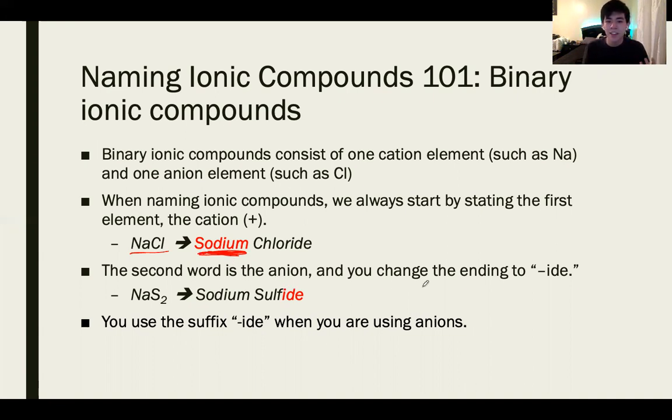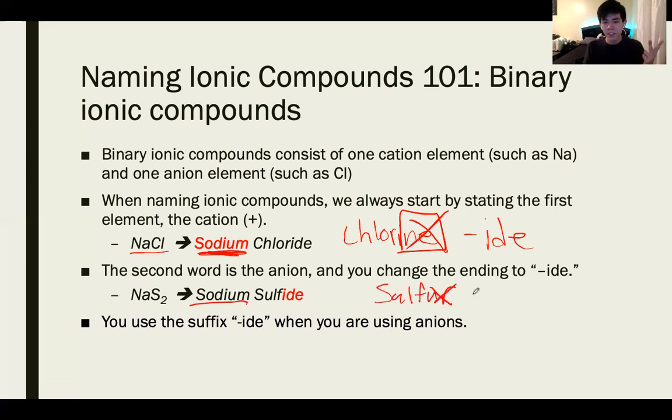The second word is the anion, and you change the ending to "ide." So you can see how with chlorine up here, we simply took out the "ine" and replaced it with "ide." So that's how we got sodium chloride. Same thing here. We start with sodium, and then we have sulfur. Then we took out this ending and added "ide," sulfide, sodium sulfide. You use the "ide" when you are using anions. So sulfur in this case was an anion and chlorine in the other case was an anion as well.